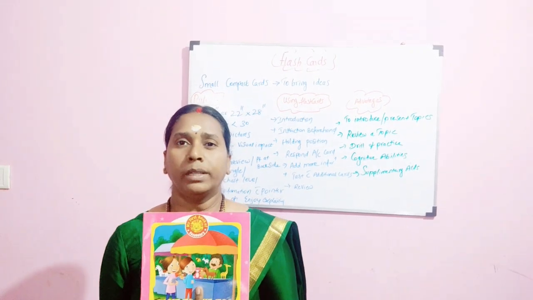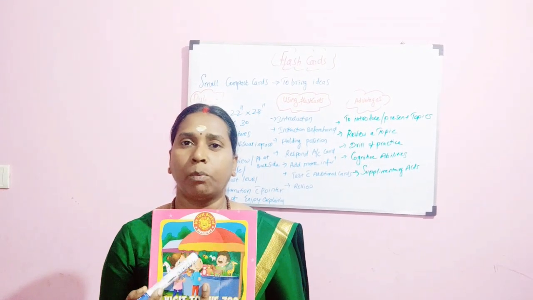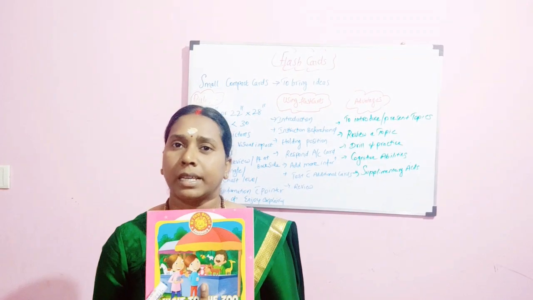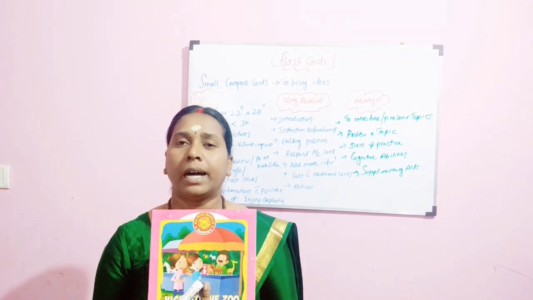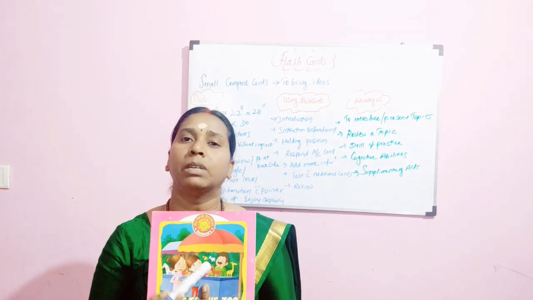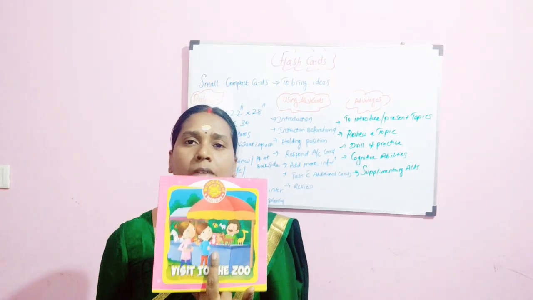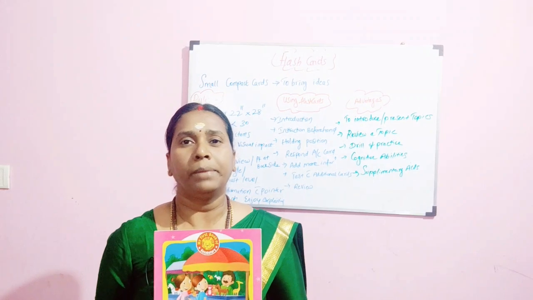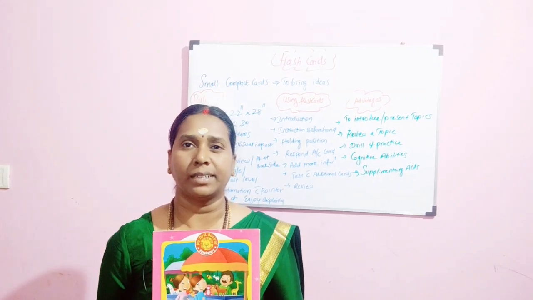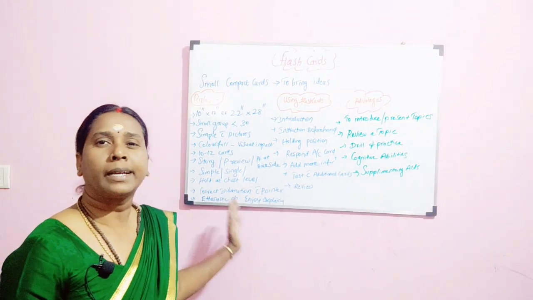You will hold the card like this and you must have a pointer, telling this is Ramu, this is Meena, this is Auntie, like that you must have somebody telling. So you must have a pointer and you must have a card which is at your chest level. Next comes the correct information.